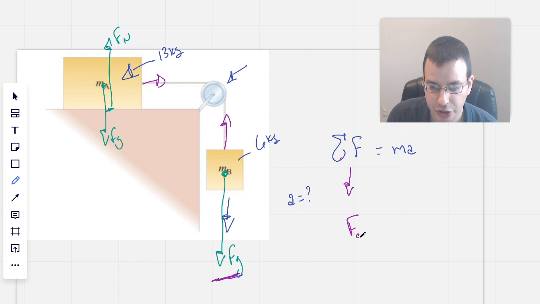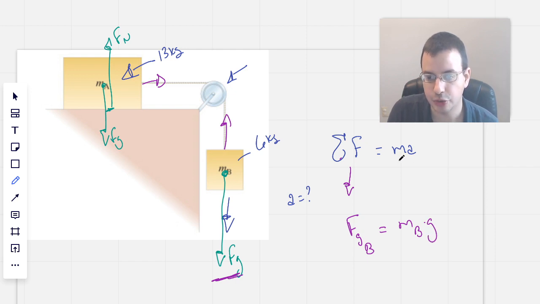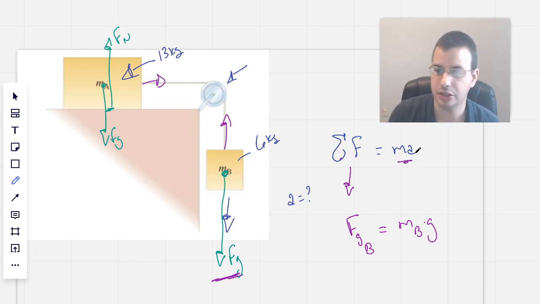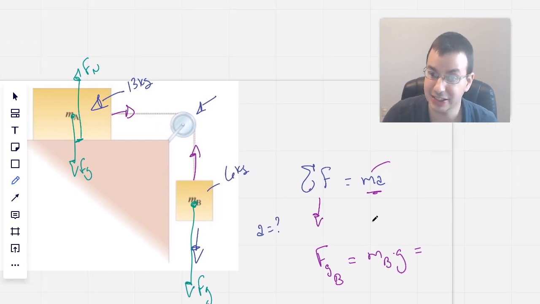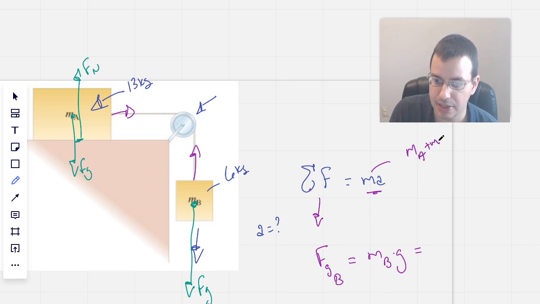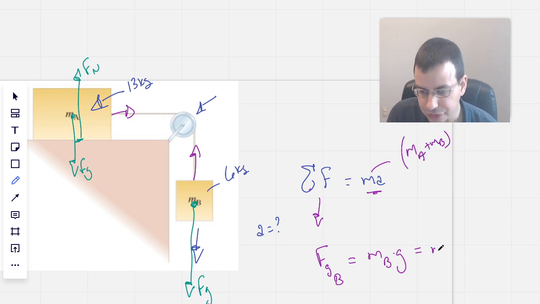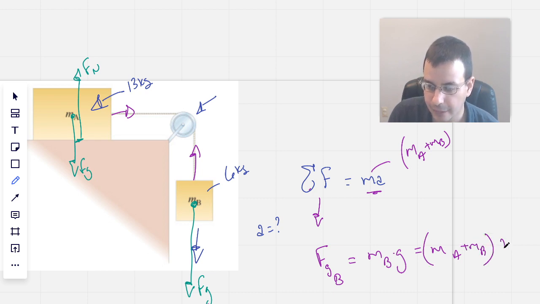So when I do this sum of all forces, that's just going to be the force due to gravity on block B, which will be mass B times gravity. And then this is going to equate to mass times acceleration. But in this case, the mass being accelerated is both A and B. So we have M_A plus M_B, and this will give you the acceleration of the system.